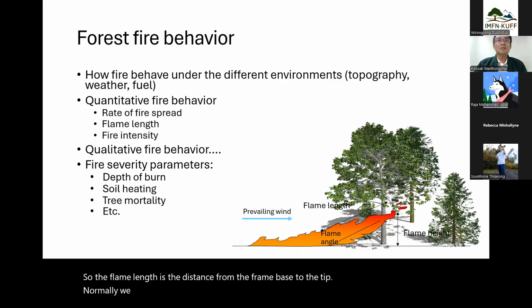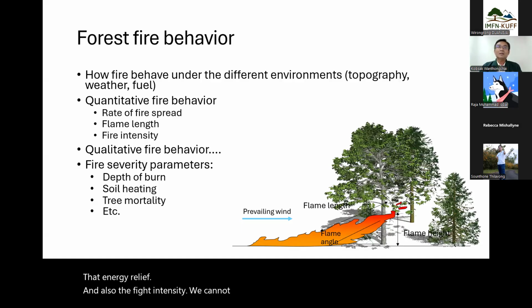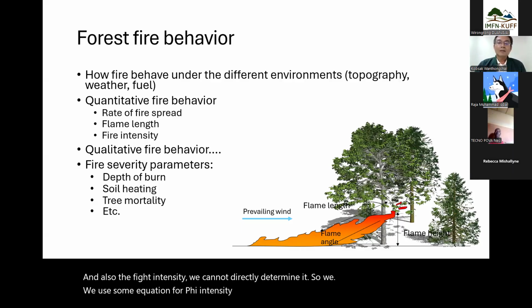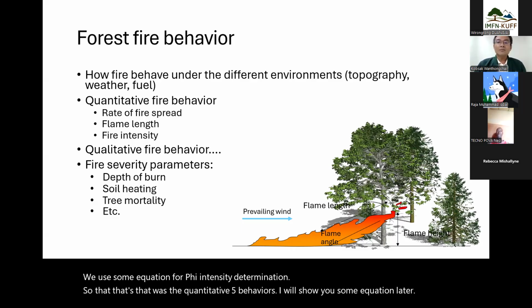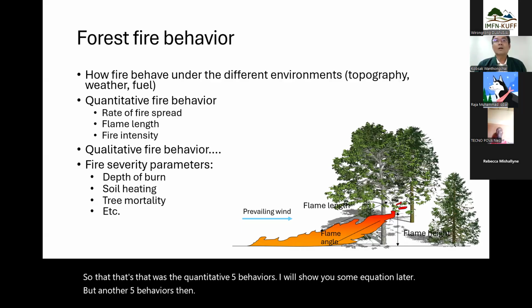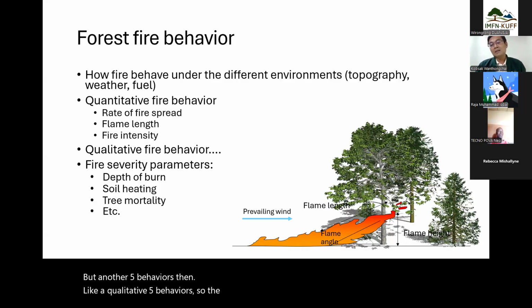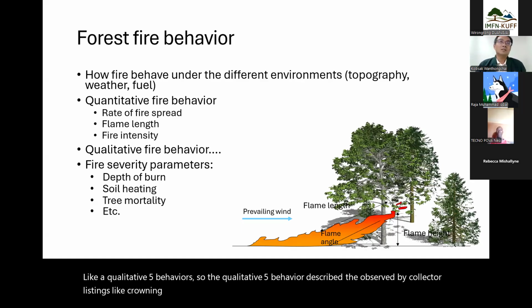Normally we cannot directly measure it, but we can use some equations to determine the flame length, and also the fire intensity. The fire intensity is the amount of energy released by the flame, and we also cannot directly determine it, so we use some equations for fire intensity determination. So that was the quantitative fire behavior. I will show you some equations later. But there is another type, qualitative fire behavior, which describes observed fire characteristics like crowning, spotting, torching, etc.